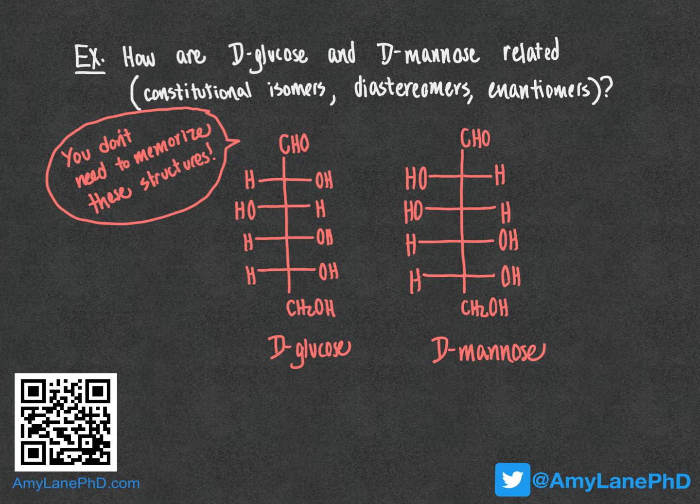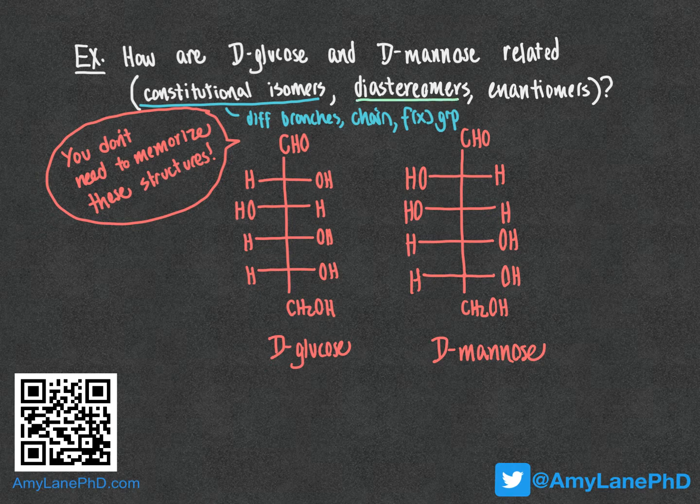As a reminder, when we talk about constitutional isomers, we're referring to molecules that have different branches, different chain length, or a difference in functional group, such as a ketone versus an aldehyde. For them to be constitutional isomers, they still have to have the same molecular formula, meaning the same number and type of atom, but they have a difference in the constitution, in the structure of the molecule in terms of how the atoms are bonded together.